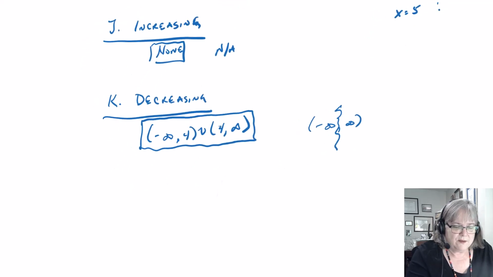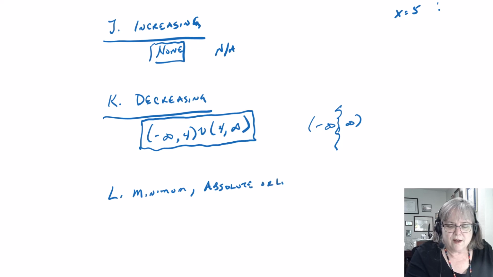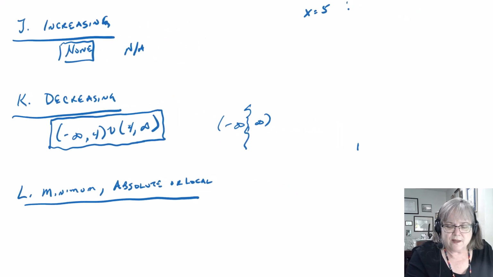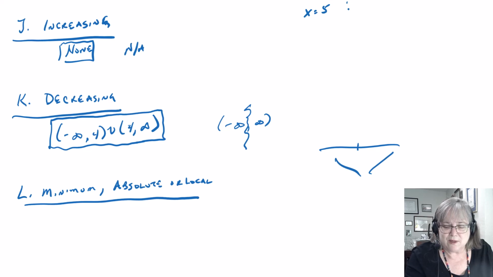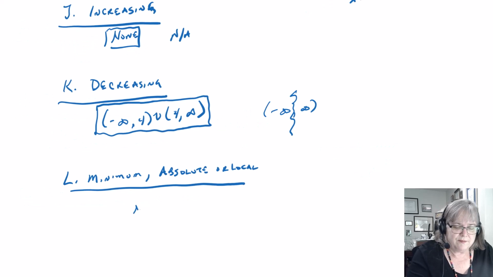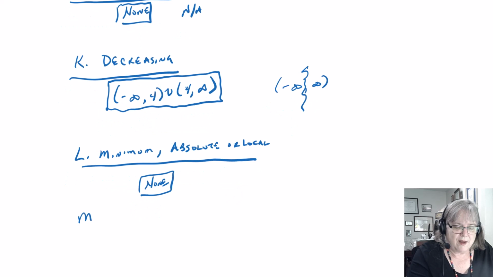Okay, so L is next. So a minimum, absolute, or local. Now, we didn't have any little, remember when we did the sign chart? If we had done a sign chart and it had like something like this, and this was not an asymptote, okay? If it actually had a point that went through there, we would say, okay, that's a minimum, but we didn't have that situation. So there are none. And then the maximum.